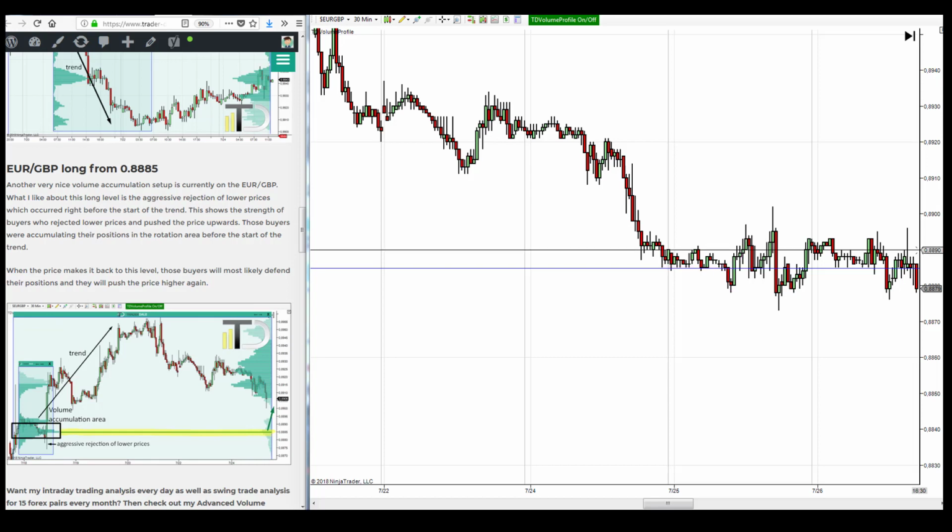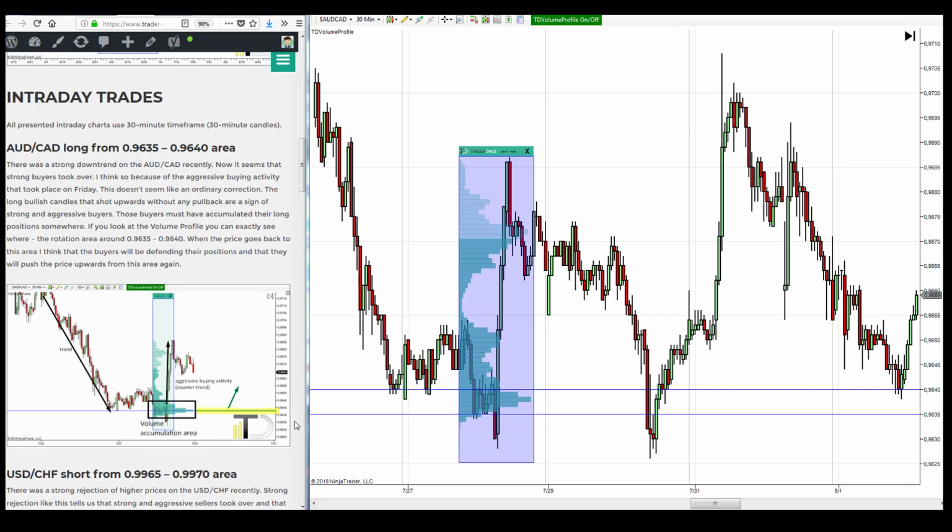And let's move on to the next one, which will be on the Australian dollar, Canadian dollar. This trade was a little bit more tricky.